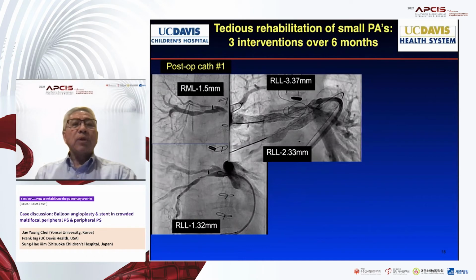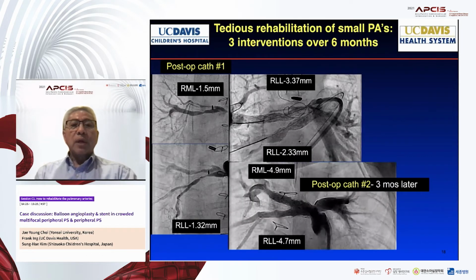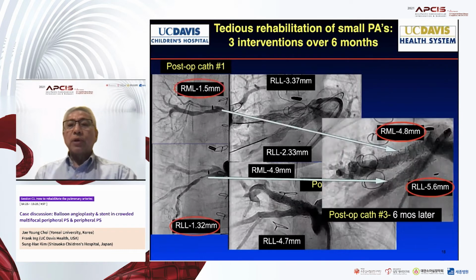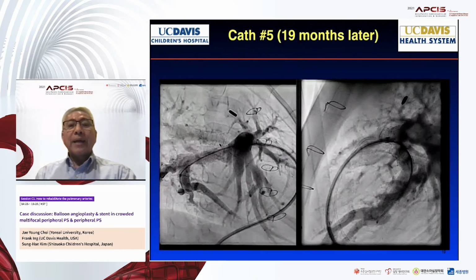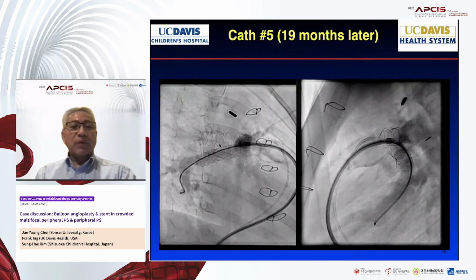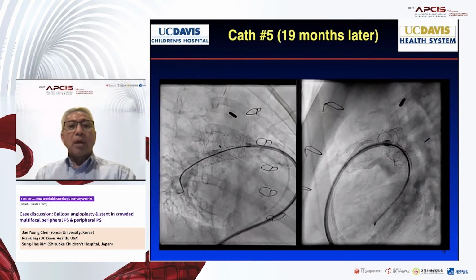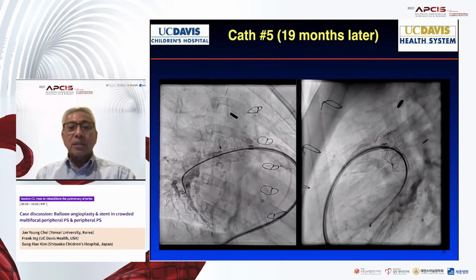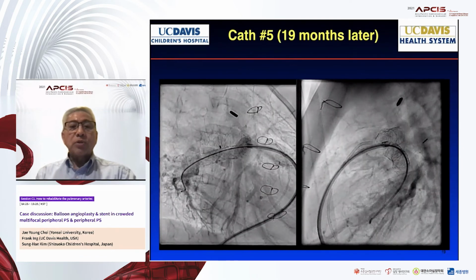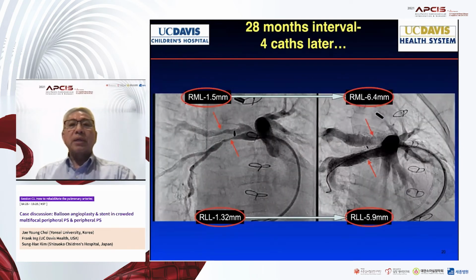So you can see that from the first cath, to the second cath, to the third cath, we're slowly making our way up from very small vessels to something that's more reasonable. And then finally, 19 months later, we bring them back and we further dilate this, but you can see that the vessels are much more developed at that point. The flow is smoother. The bigger they get, the less intimal proliferation you see inside. And so this is basically over a 28-month period, 4 caths later, we're slowly increasing the size proximally so we can grow the distal vessels as well.